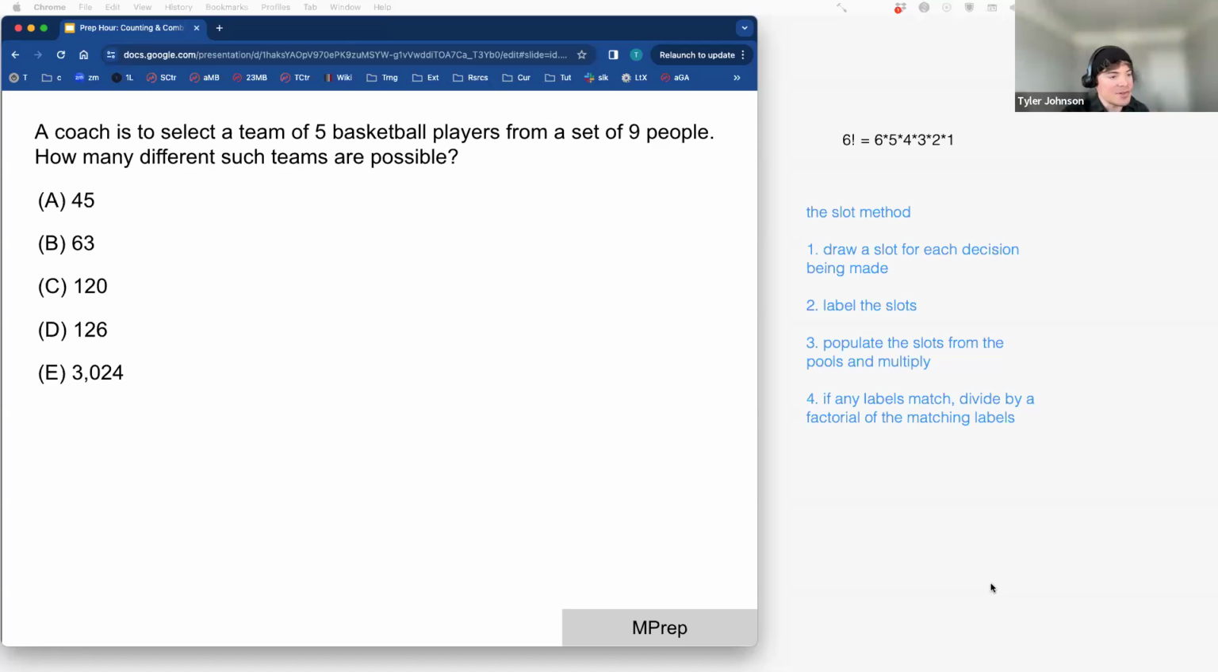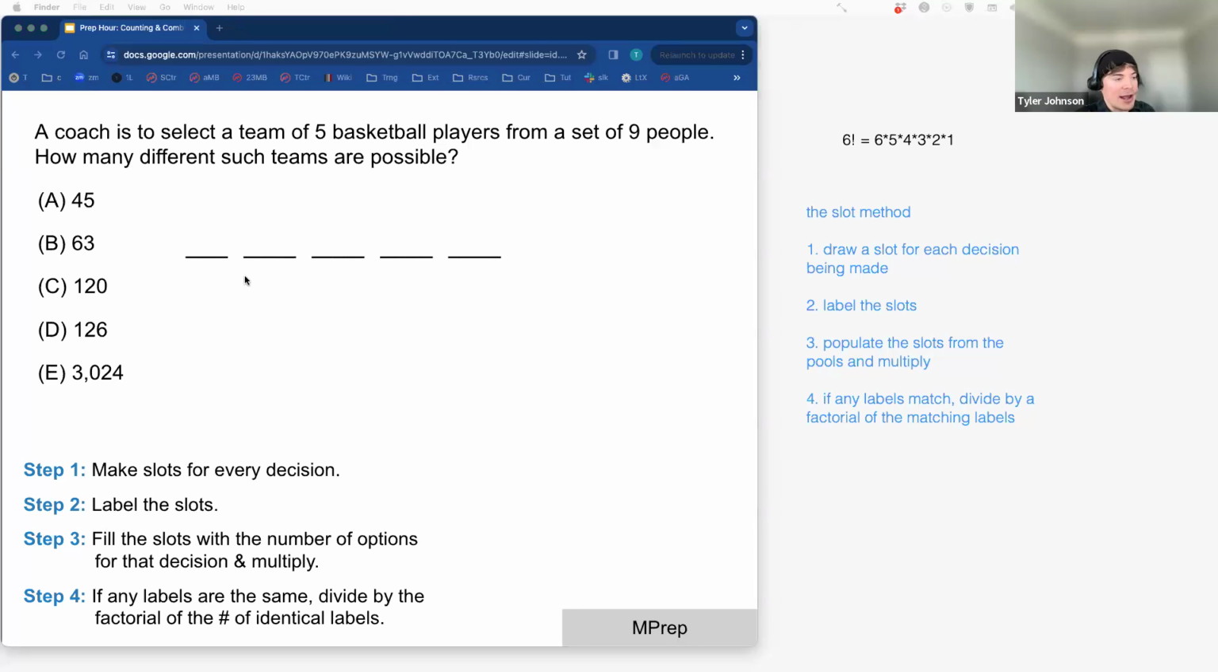All right, let's check out the solution to this one. So our coach here is selecting 5 players. So I want to have 5 slots. And in terms of the labels here, every player is just a teammate. So I use T right there. There's nothing distinguishing any of these selections from one another. And our pool is 9 people, so I'm going to start with 9 and decrease that until my last slot.